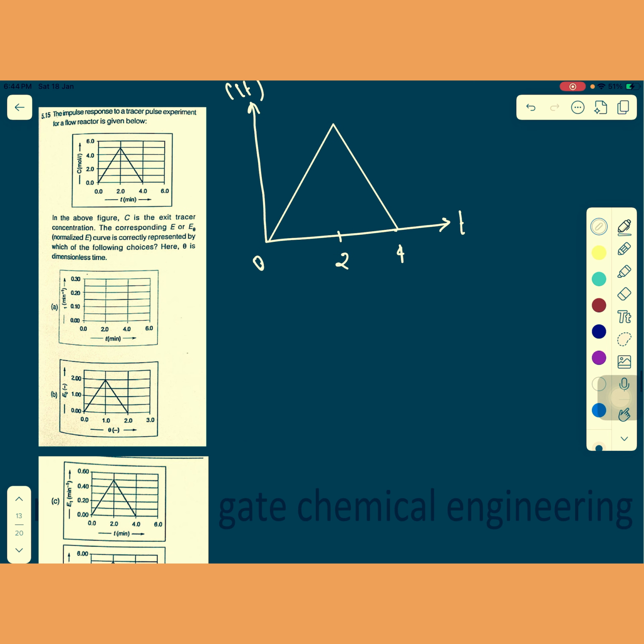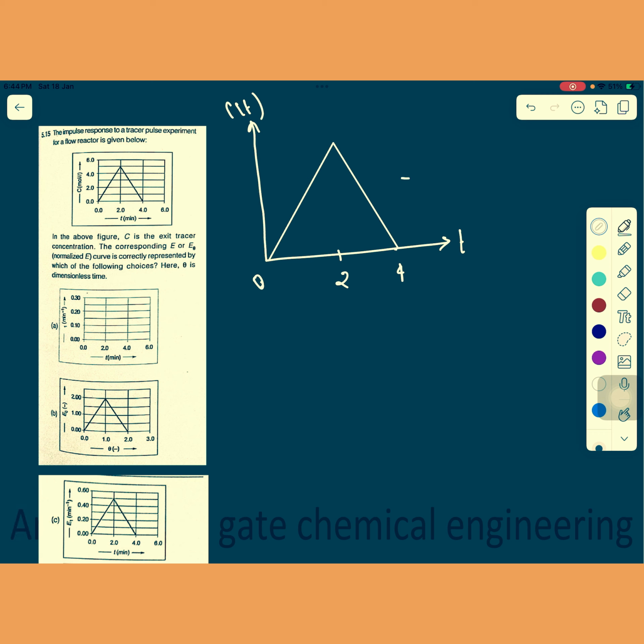Okay, so whenever a concentration curve is given to you, how do you convert this C(t) curve to the E(t) curve? Whenever you divide by the area of the C(t) curve, that will give you the E(t) curve. So what is the area? You have to calculate this area. So the area will be equal to 1 by 2 into base, which is 4, into height, which is 5, right? So the area is 10.